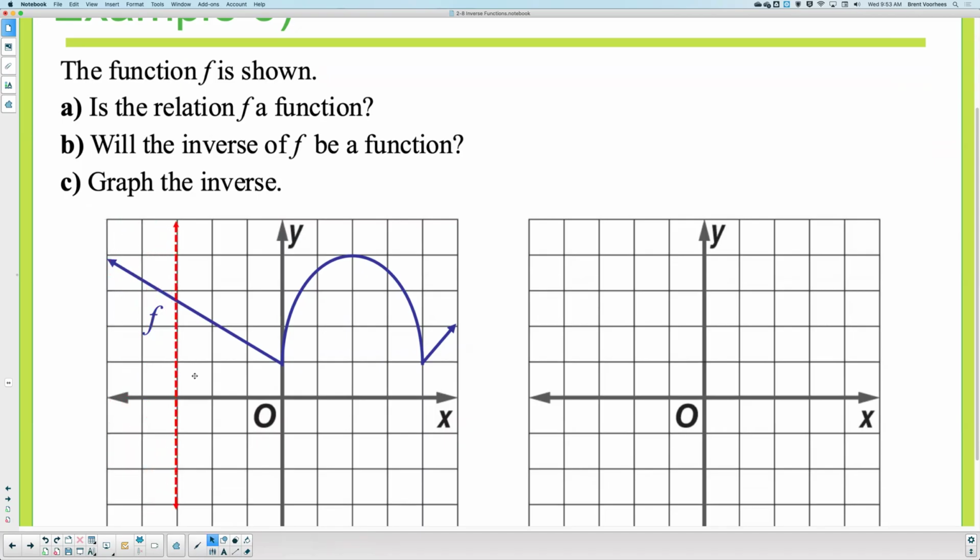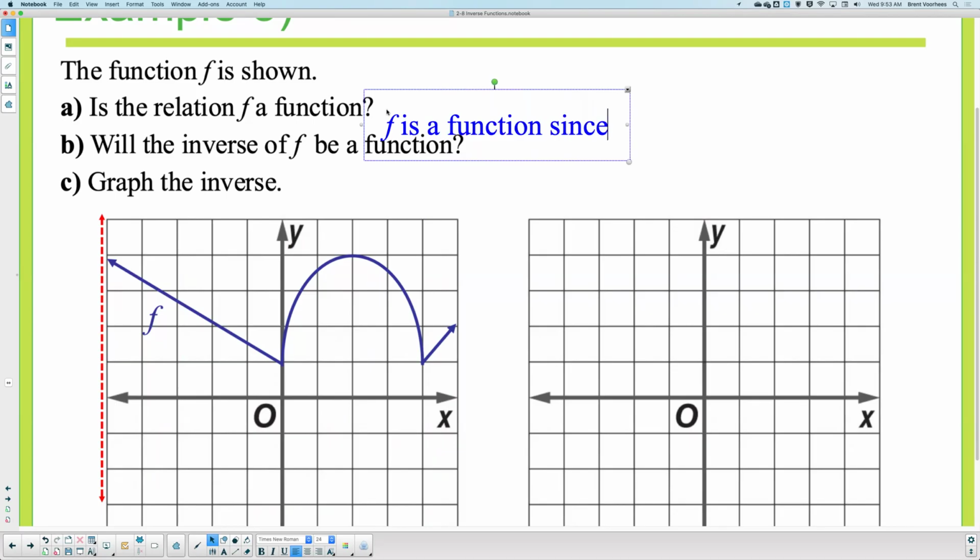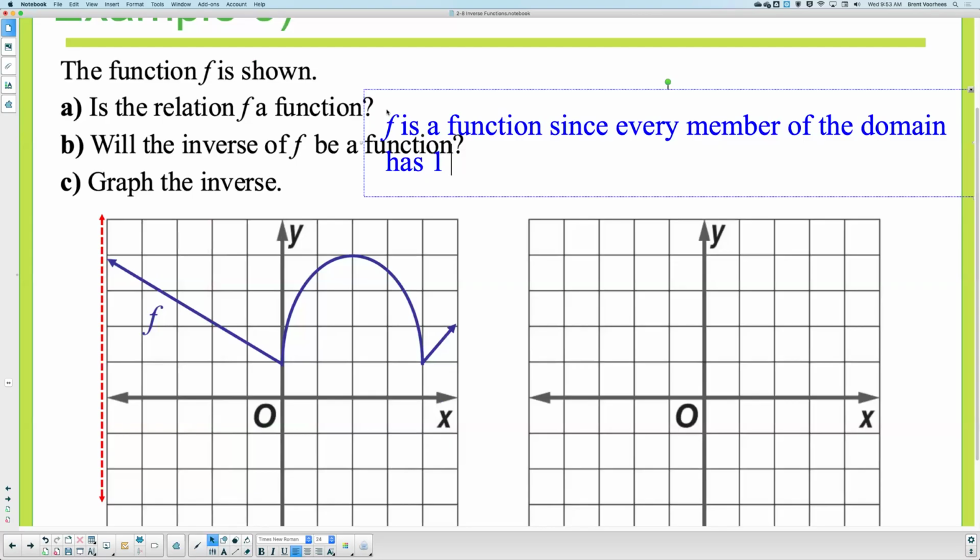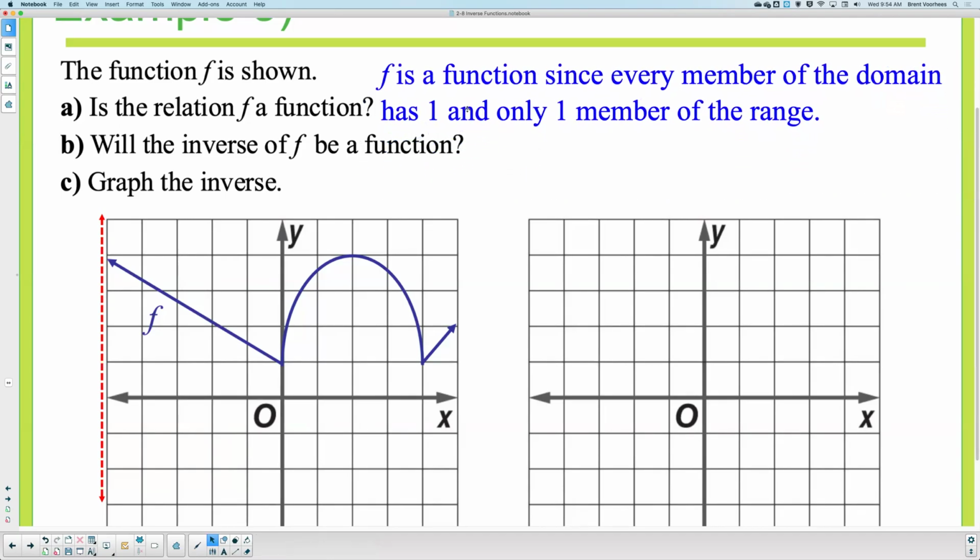So I'm looking to see, does this graph ever hit this line in more than one location at any one time? And the answer, it's really kind of close, but the answer is this is a function, because it passes the vertical line test, we know it's a function. Now for AP Pre-Cal, the answer you're going to be looking for is this: f is a function since every member of the domain has one and only one member of the range. Okay, so that's the definition of a function.